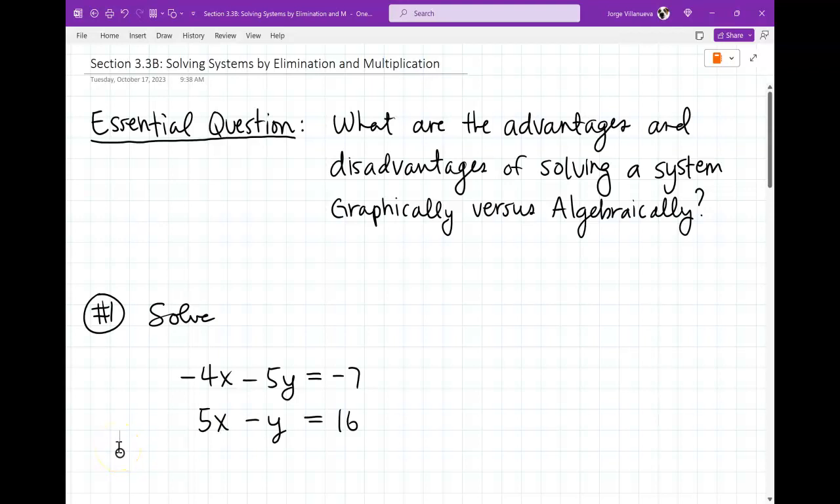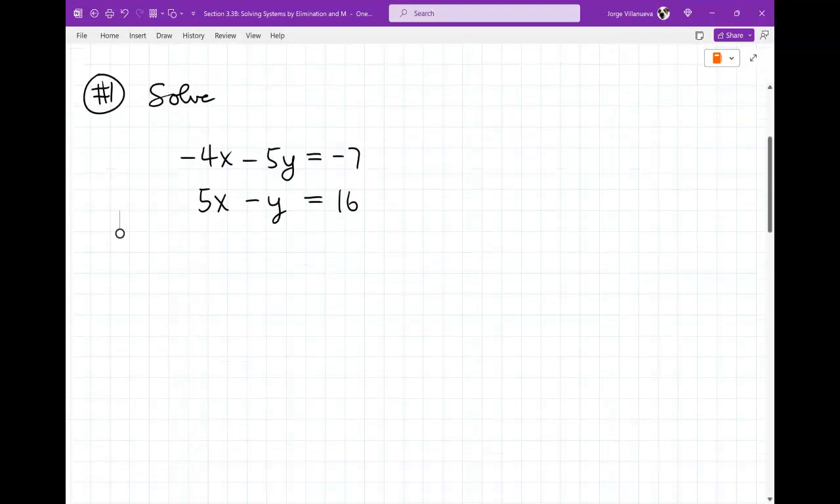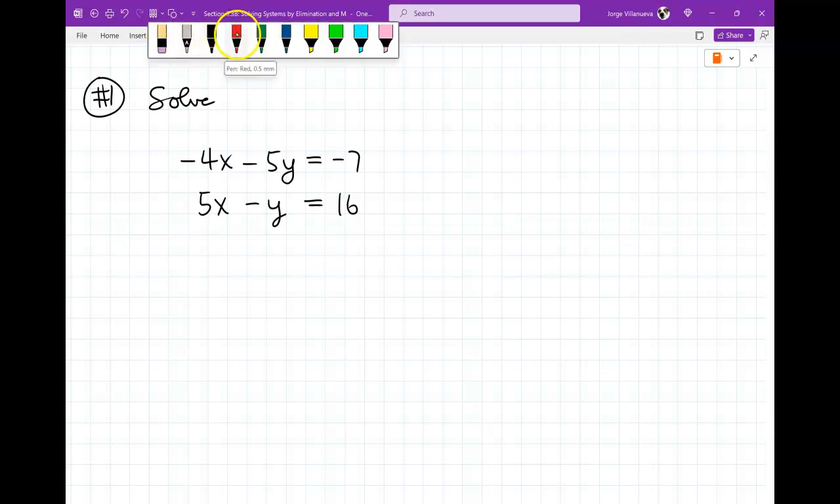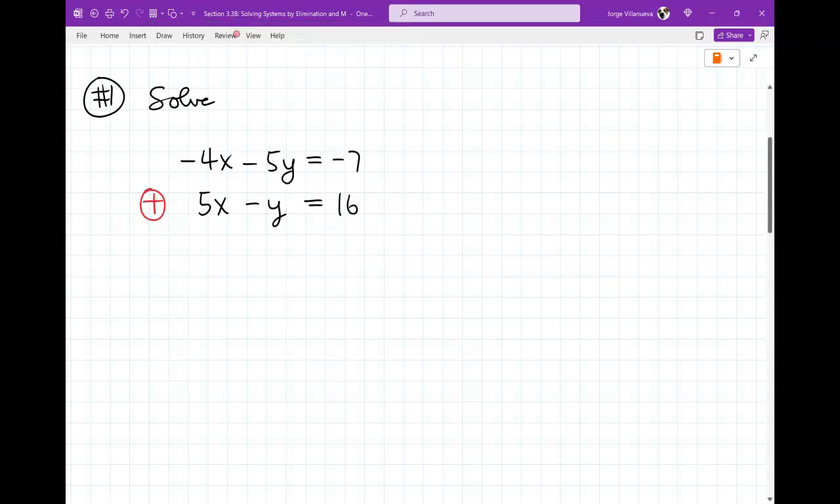All right, so section 3.3b, we're going to be solving systems by elimination and multiplication. Essential question, like I said, is the same as before, so we're just going to get into this because we do have limited time today. The problem is up there. Do me a favor, do not write anything down that I'm about to do right now. Anything in red, don't write it yet.